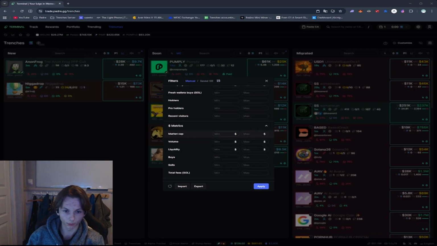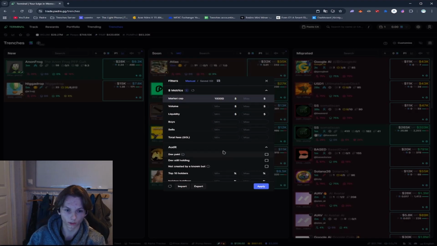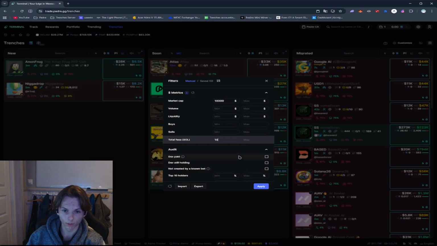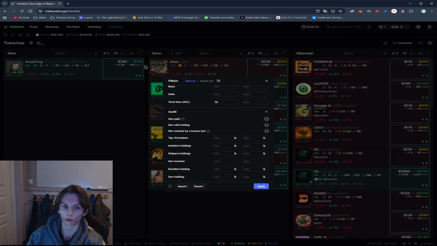And I want to use migrated. I want to see minimum 10k market cap and minimum total fees 10. Dex paid, I don't need it. Could need that, but most of the tokens that go into migrated soon after won't be on Dex paid, so I wouldn't recommend choosing this as you will miss a bunch of the tokens.